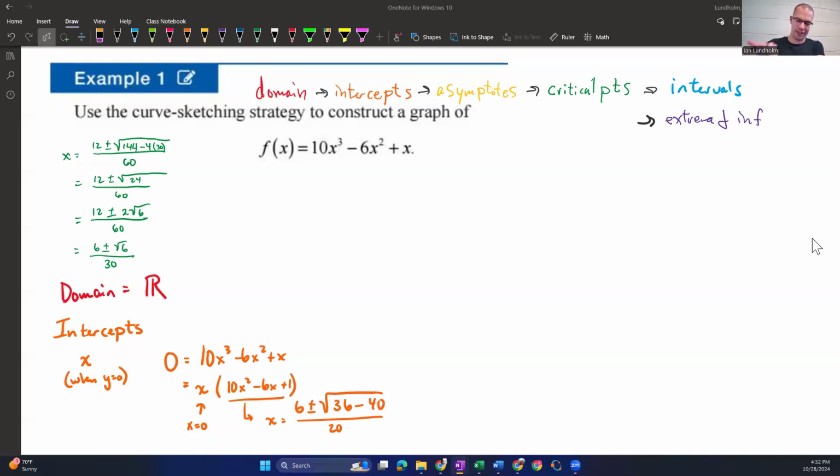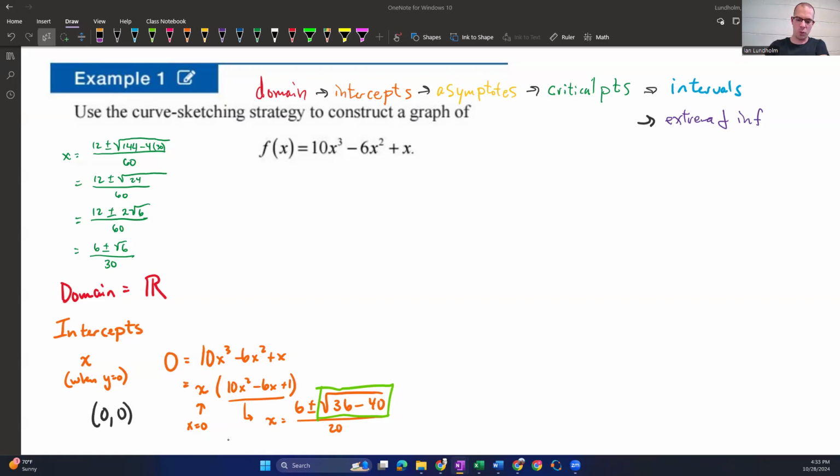And the idea here is, once you try to use the quadratic formula, this part called the discriminant, the stuff underneath that square root, is going to turn out to be negative. And that means that the other roots of this are actually complex numbers. And so there's only one real root of this cubic function. So for now, we've got the point (0, 0) as an x-intercept.